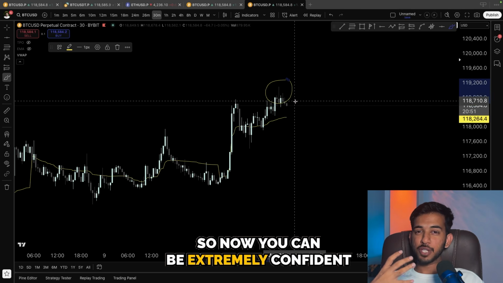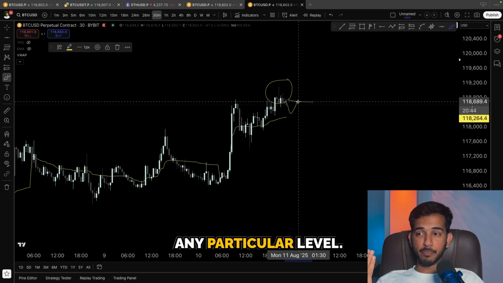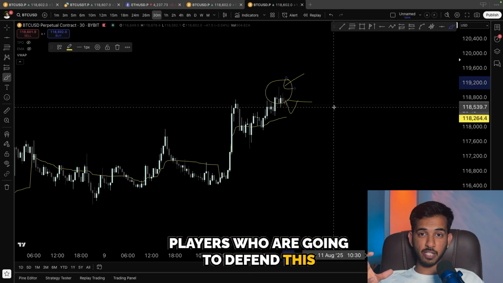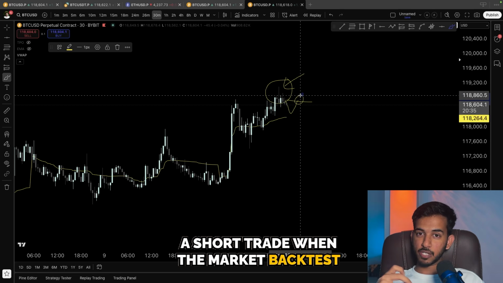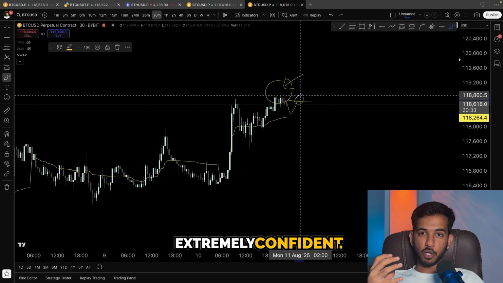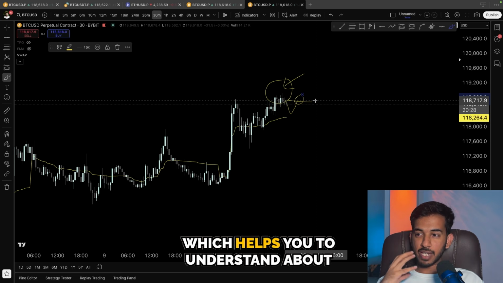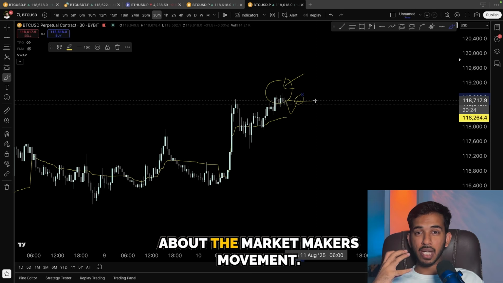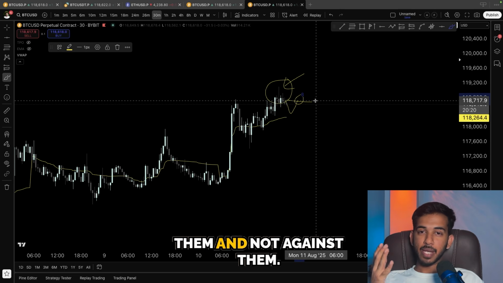So now you can be extremely confident in getting into a short trade, probably when we get a backtest of any particular level. Why? Because you know that there are bigger players who are going to defend this particular level. So for you to get into a short trade when the market backtests, you will be extremely confident. So you want to use indicators which give you the context of the market, which help you to understand the price action, the volume, the prices, and the market makers' movement. And then you want to trade with them and not against them.